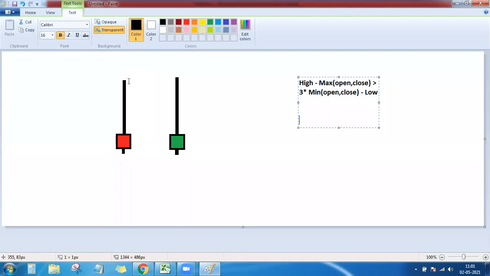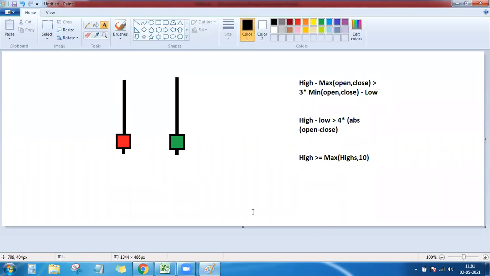And then the real body of the candle. So high minus low should be greater than 4 times the absolute value of open minus close. Then the shooting star appears at the upper end of the rally, that you have to make sure, which is the current high should be greater than or equal to the maximum of highs of the past 10 candles. These three conditions together will show you the shooting star pattern.